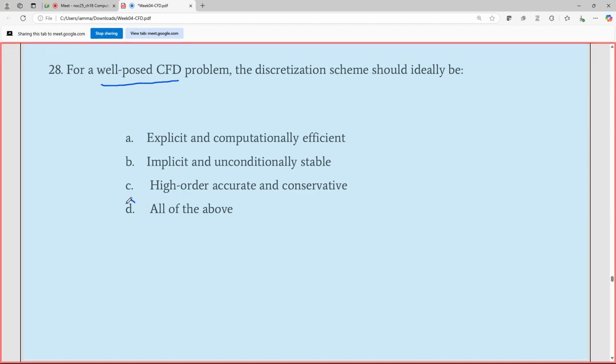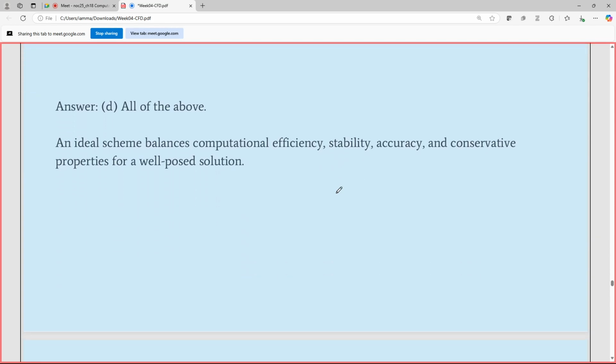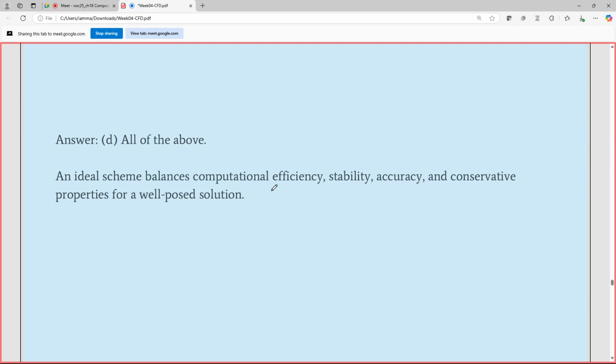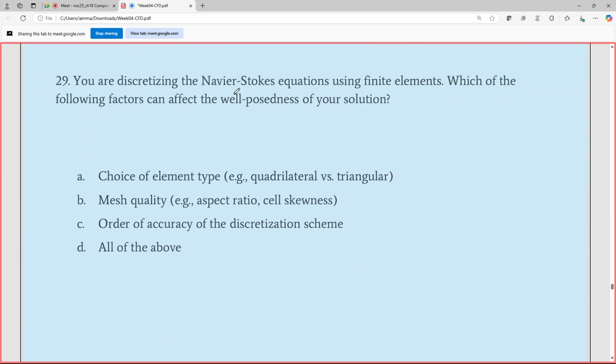So the answer is all of the above, option D. So basically, well-posedness only says that the problem should have a unique solution, and the solution should respect the initial and boundary conditions. Moving on to the next question.